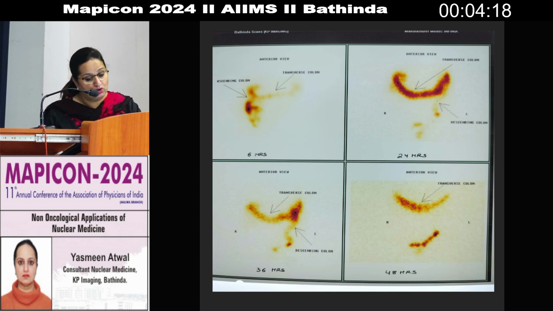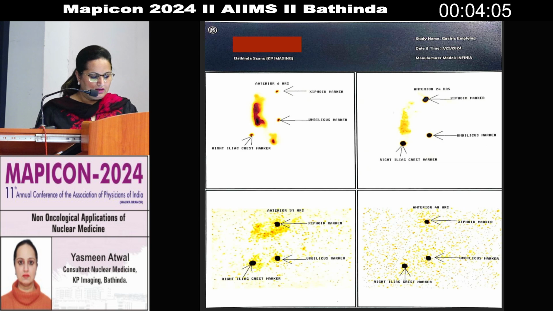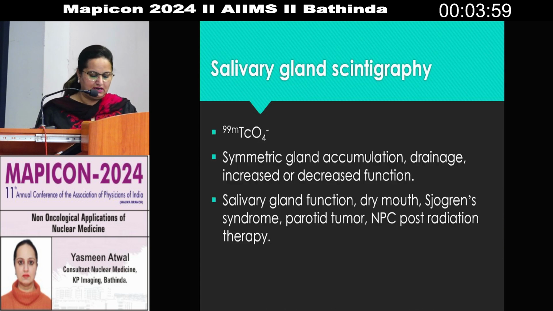This is the colon transit study that we have done. And this turned out to be a case of a redundant colon. The transverse colon, we see the activity is retained even at 48 hours. This is another scan. This is a normal scan. Colon transit study. In the last image, we see nothing is retained in the abdomen.